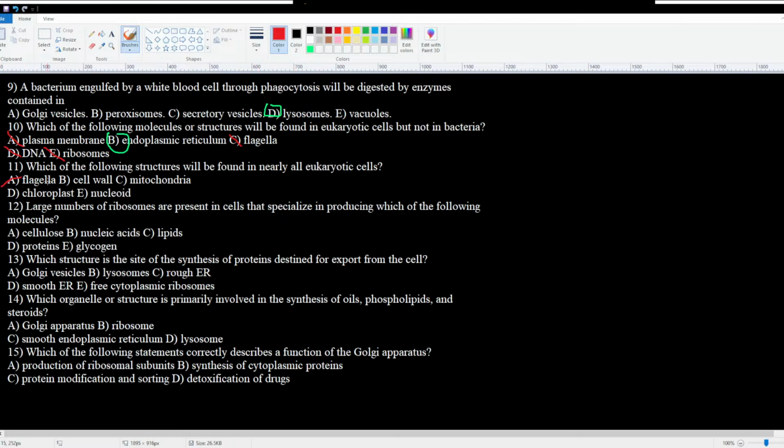Not a flagella. Your average eukaryotic cell is not going to have a flagella, despite the fact that some do, but we're talking about nearly all. Nearly all eukaryotic cells will not have a cell wall. Only plant cells will have a cell wall, not animal cells. And same thing with a chloroplast: chloroplasts are only in plant cells and some cyanobacteria, and a nucleoid is only in bacteria cells, leaving mitochondria, right?